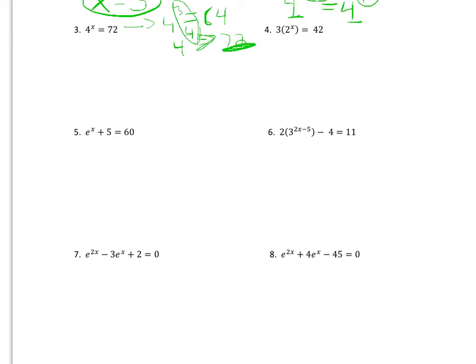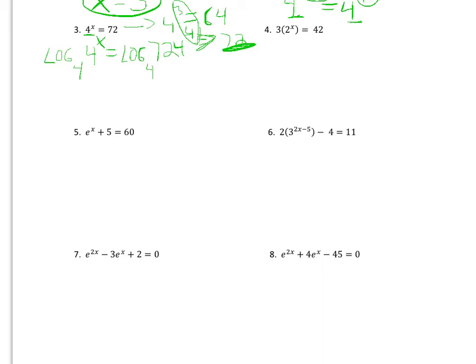Well, this is where we do the inverse. The inverse of exponential equations is logarithms. So this is where we use logarithms. Now, the whole key is our base. Our base is 4. So I'm going to take the logarithm of each side, but I'm going to keep the base of 4. So this is what I'm going to do: log base 4 of 4 to the x equals log base 4 of 72.